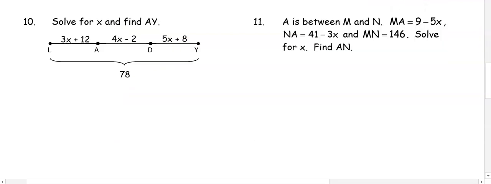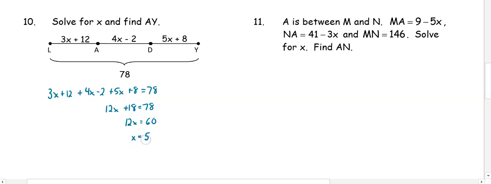In number 10, we want to solve for x and find AY. So there are 3 segments that equal our whole segment. So we have 3x plus 12 plus 4x minus 2 plus 5x plus 8 is equal to 78. So when we combine our x's, we have 12x, and when we combine our constants, we have plus 18 is equal to 78. So we can subtract 18 on both sides. 12x equals 60. We divide by 12, x is 5.